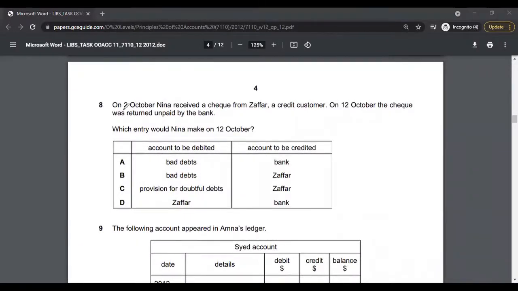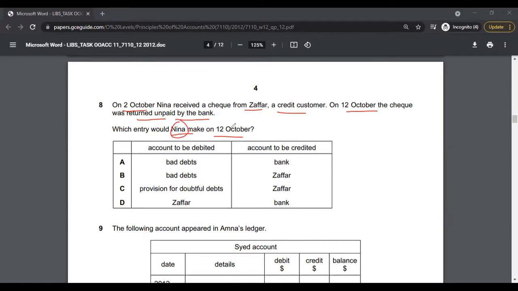Multiple choice 8. On 2nd October, Nana received a check from Zafar, a credit customer. On 12th October, the check was returned unpaid by the bank. Which entry would Nana make on 12th October? So on 12th October, the check was returned as unpaid, so Nana actually did not receive the money from Zafar. So how would she record this in her books?